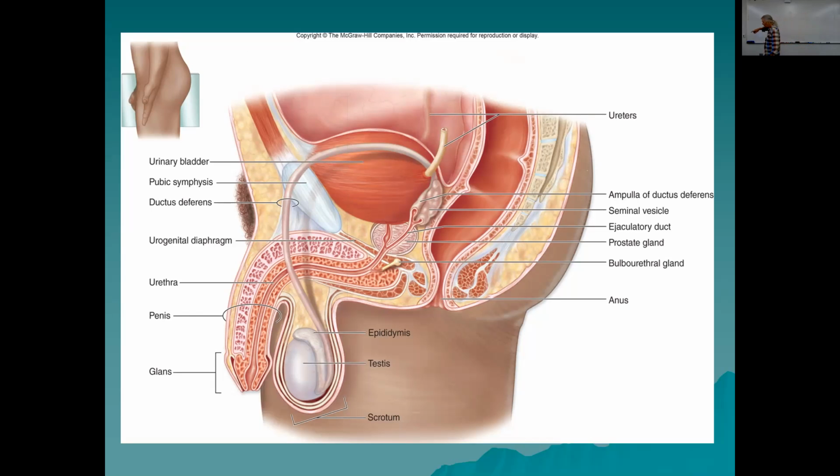And then the spongy urethra goes to the corpus spongiosum, which enlarges at the end of the penis, forming the glans. And the epididymis is an area right next to the testis that stores sperm. Okay.